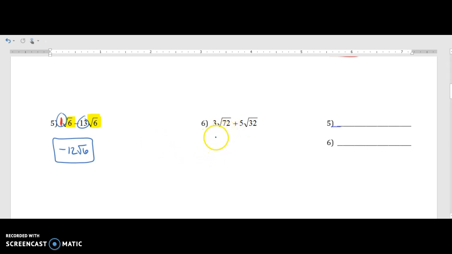Now, number 6, before we can move on, we actually have to simplify these radicals. So this is going to give me 3 times root 36 times root 2. This is 3 times 6, which is 18 root 2. And the second one is 5 times root 16 times root 2. And this becomes 5 times 4, which is plus 20 root 2. And now when I combine the like radicals, 18 plus 20 is 38. And then I bring the root 2 down.